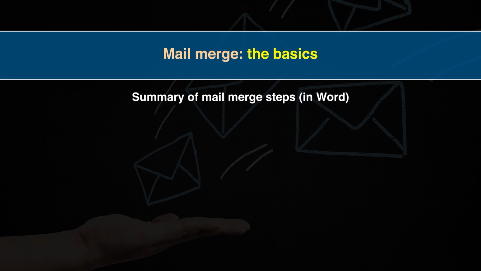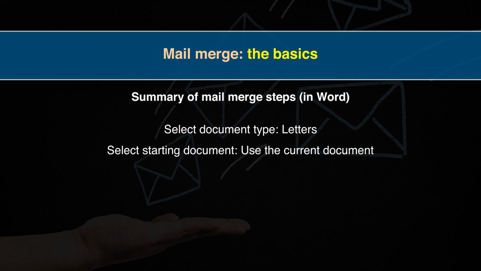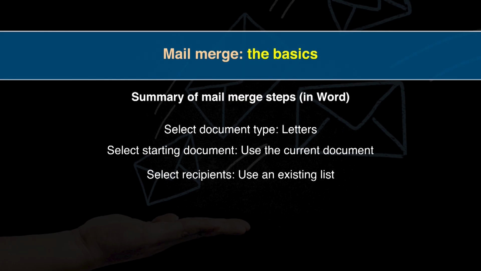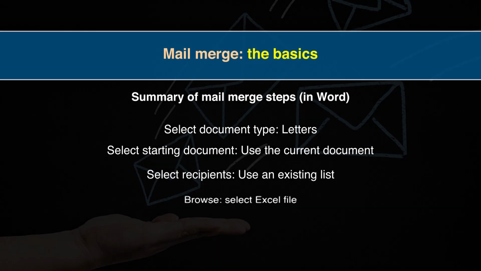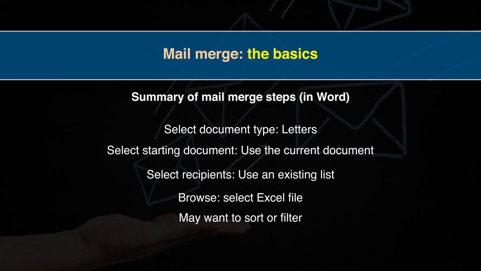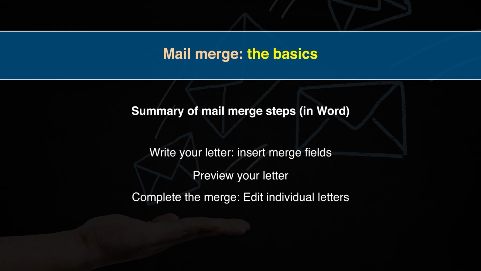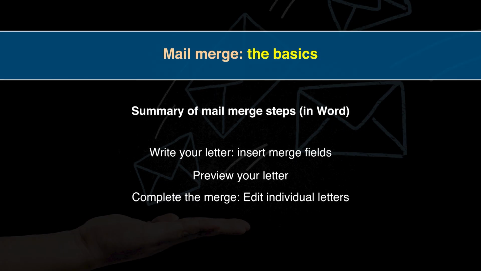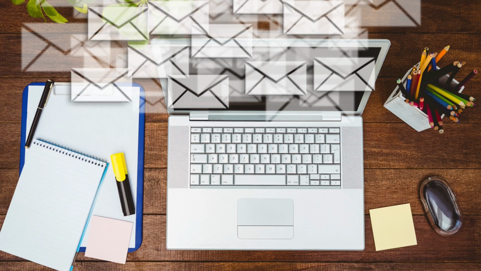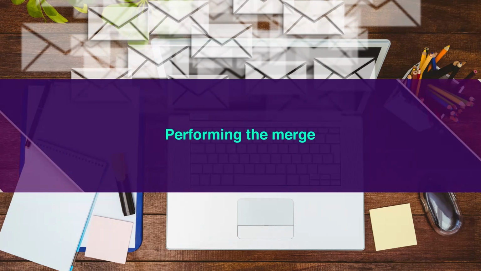So the summary of mail merge is: select document type letter, select starting document, use the current document, select recipients, use an existing list, browse, select the Excel file, sort or filter if you want, write your letter, insert merge fields, preview the letter, complete the merge, edit individual letters. This is the way things are done.